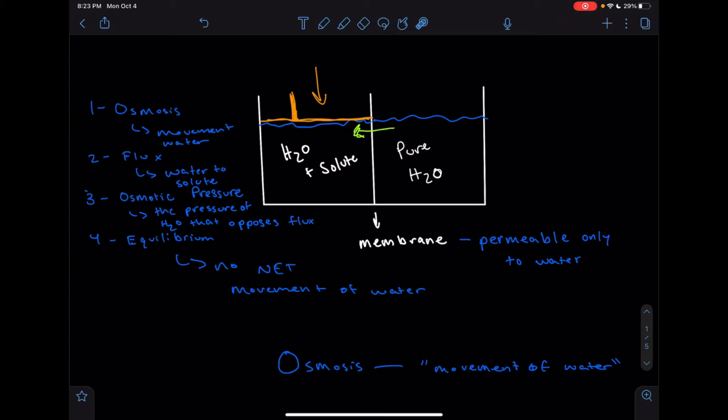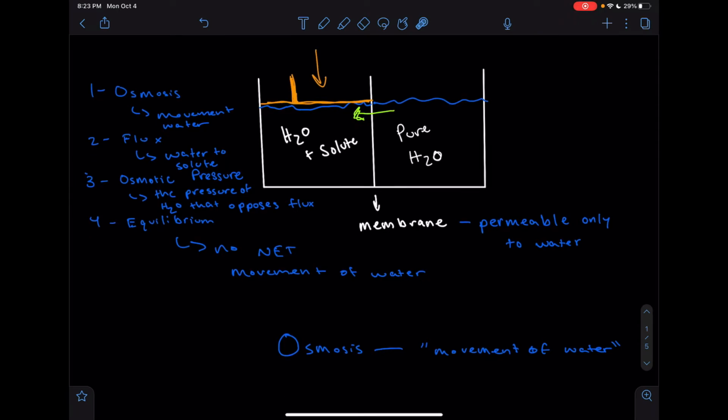So keep that in mind when it comes to cell membranes and when we talk about tonicity, because that cell membrane can act like a certain external pressure, okay? That's everything with that.